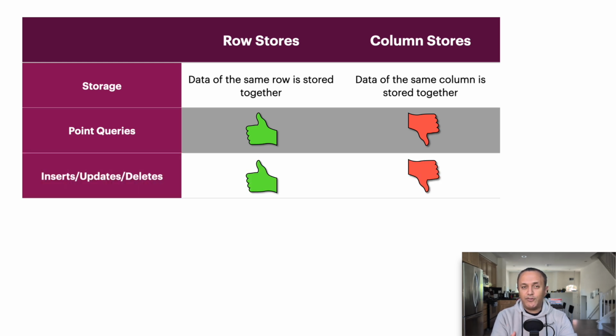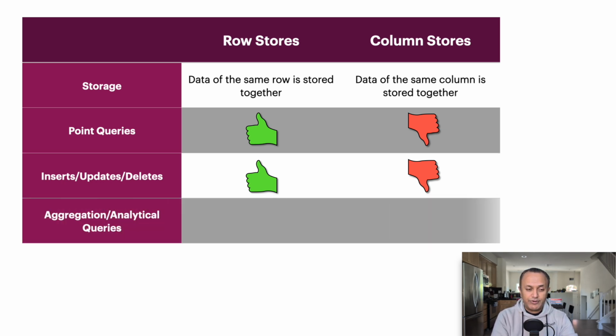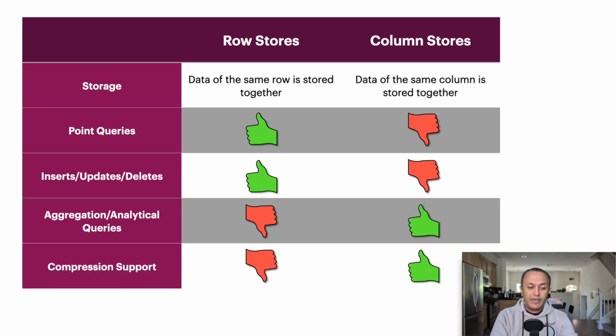Same thing applies to inserts, updates, and deletes, because they tend to touch a bunch of different columns or all the columns in a given row. So row stores are good for that. Column stores are not. On the contrary, aggregation or analytical queries are much better done in column stores because they tend to touch a few columns over a large table or over a large number of rows. So then the focus is on reading only the columns that we need. And column stores, last but not least, support compression, which again, more details on that will be in the next video.